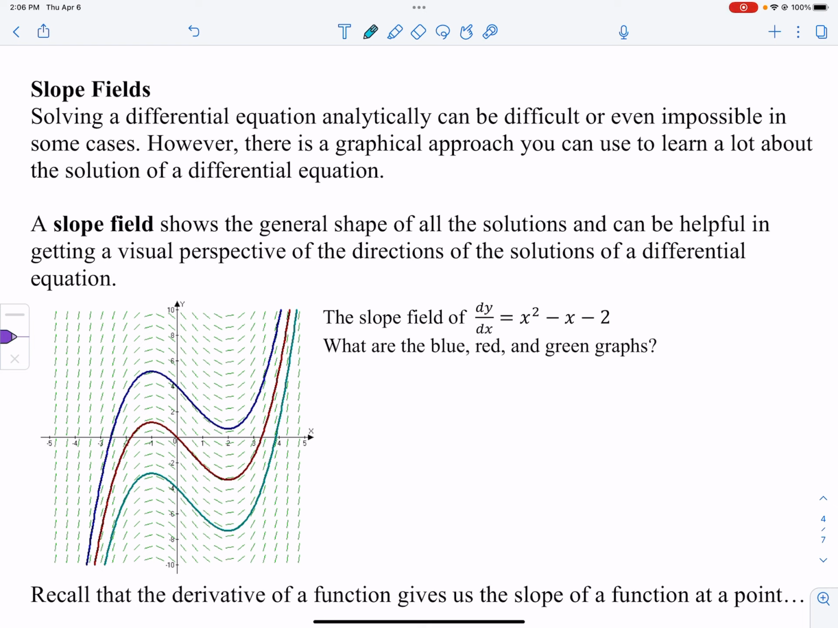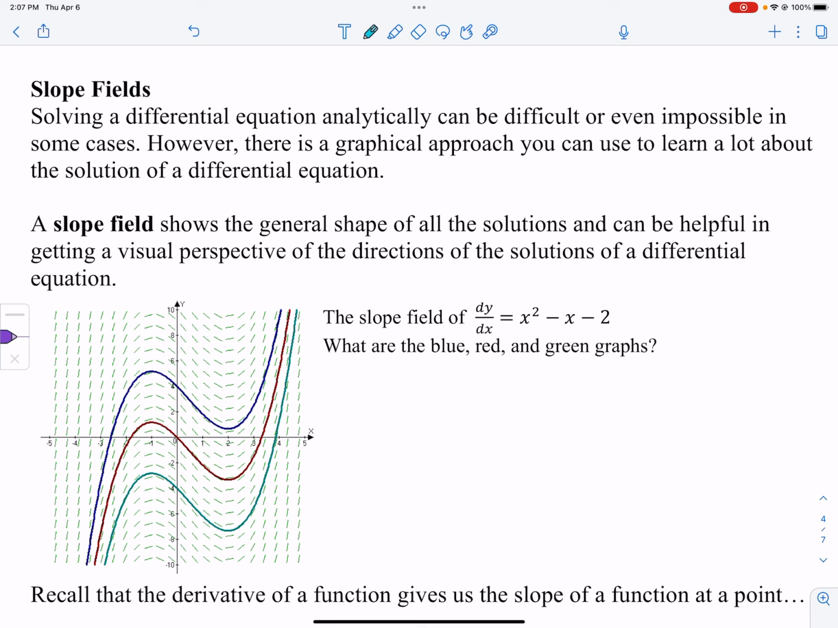We talked about before how when we're solving a differential equation, we use the process of integration. And you guys have seen that you cannot integrate everything. So sometimes solving a differential equation analytically can be impossible, or very, very difficult, and maybe use techniques that we are not familiar with at this point. However, there is a graphical approach that you can use in order to learn a lot about the solution of a differential equation.